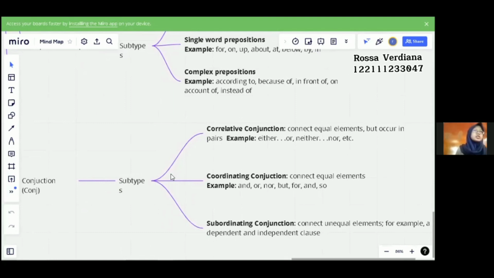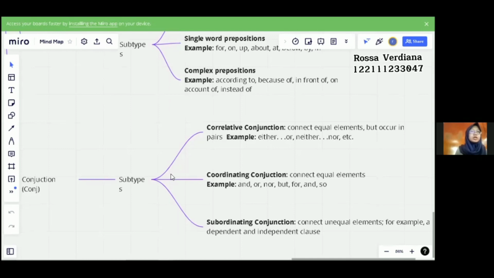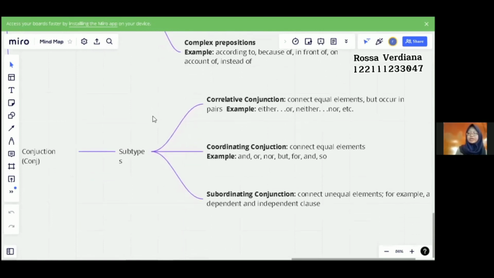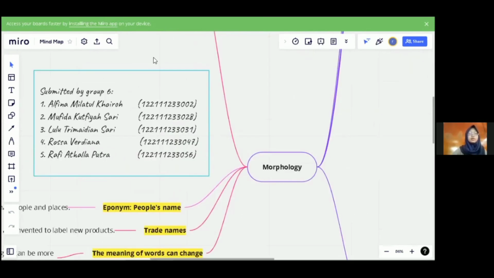And the last is subordinating conjunctions. They connect unequal elements, for example a dependent and an independent clause. The example of this conjunction is: because you didn't study, you flunked the test. And that is the last material of this presentation.